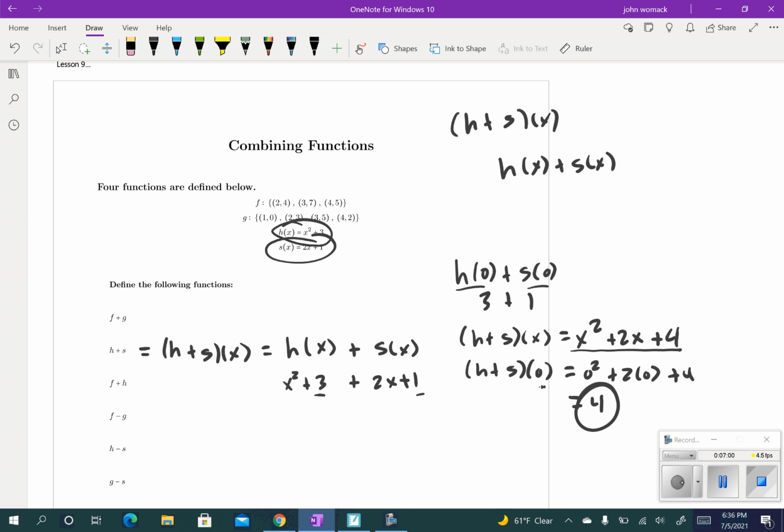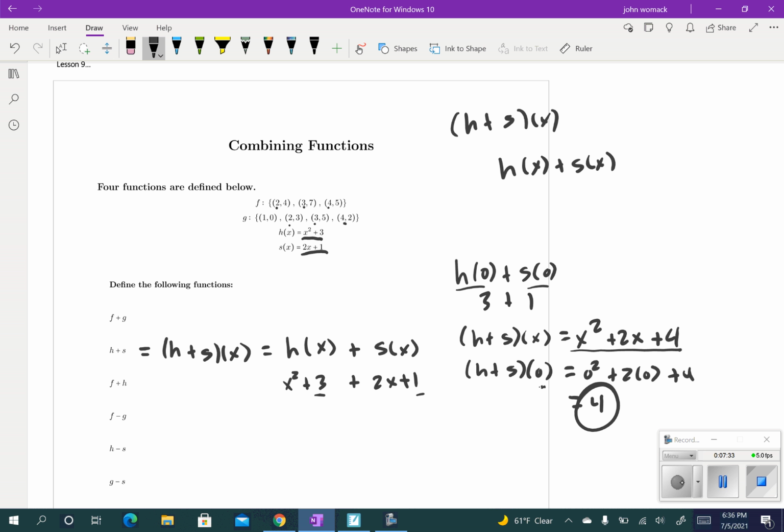Okay, now one thing also to notice is if you look back up at these functions, h and s, for h the domain is all real numbers. You can plug anything you want in for x, there's no restrictions. And for 2x plus 1, you can also plug in all real numbers, there's no restrictions. Unlike the first one. On the first one, I could only plug in what was in the domain, which was 2, 3, and 4. We couldn't plug in 1 because it wasn't in f. I could just plug in 2, 3, and 4.